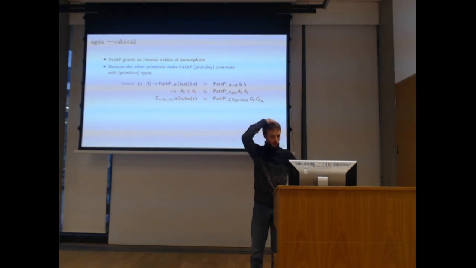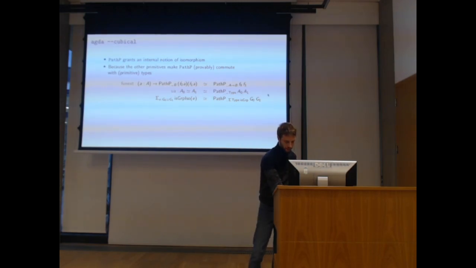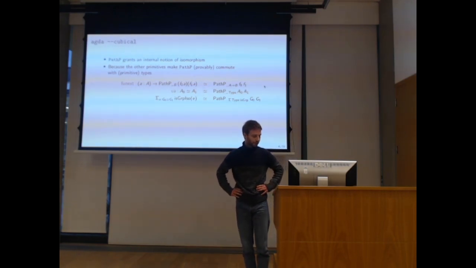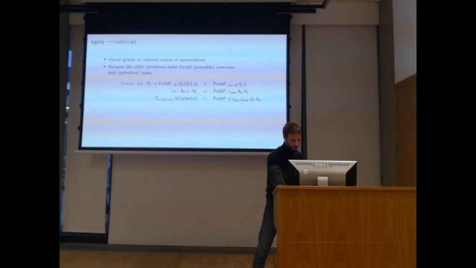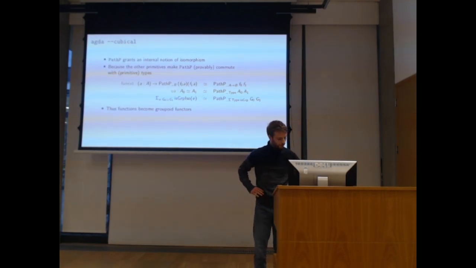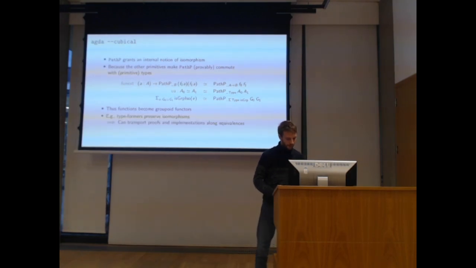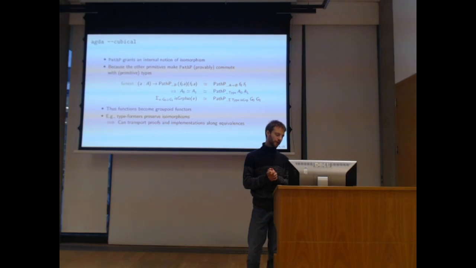And of course, we can compose those commutation principles to obtain new commutation principles. And there I just wrote the commutation principle for the type of group, which you can see there. So, of course, path at the type of group is just a bijection which respects the structure. So the cool thing, of course, about cubical is that functions become now groupoid functors, and in particular, type formers are going to preserve isomorphisms. So this means we can transport proofs and implementations along equivalences.